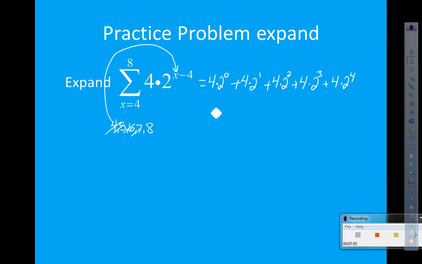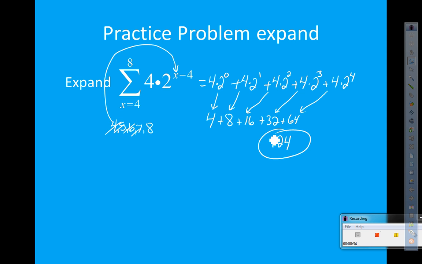Now grab your calculator. 4 times 2 to the 0 is 4. 4 times 2 to the first is 8. 4 times 2 squared is 16. And then 32. And then 64. Add those up and you'll get 124.